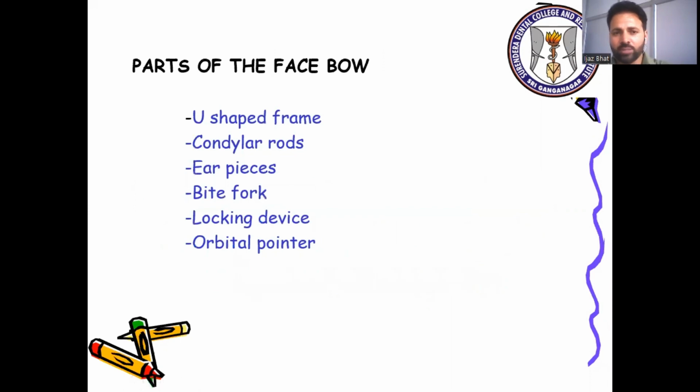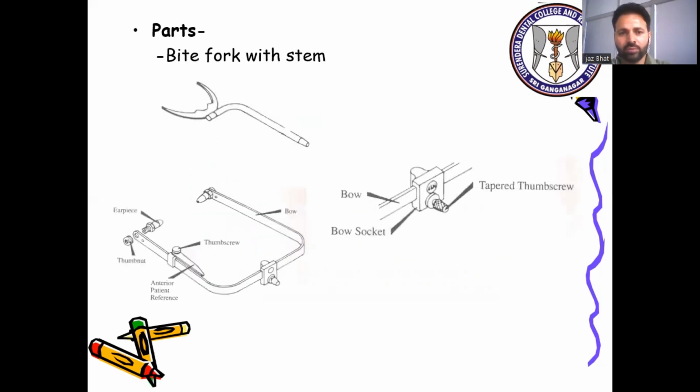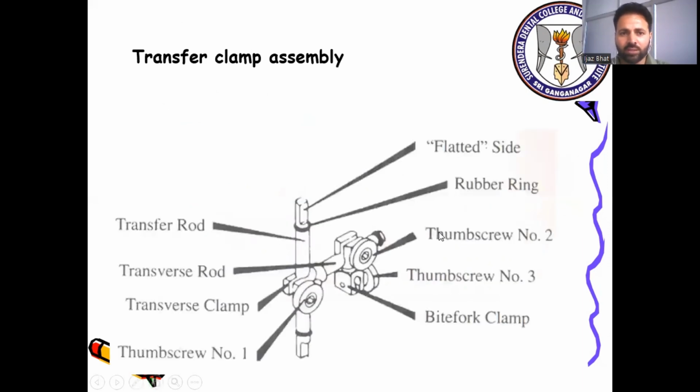The parts of the face bow are the U-shaped frame, condylar rods, earpieces, bite fork, locking devices, and orbital pointer. This is the bite fork, and this is the caliper-like device. This is a bow and thumb screw, the anterior patient reference, and thumb screws for the earpiece. And these are the nuts to lock the device. This is the transfer clamp assembly.